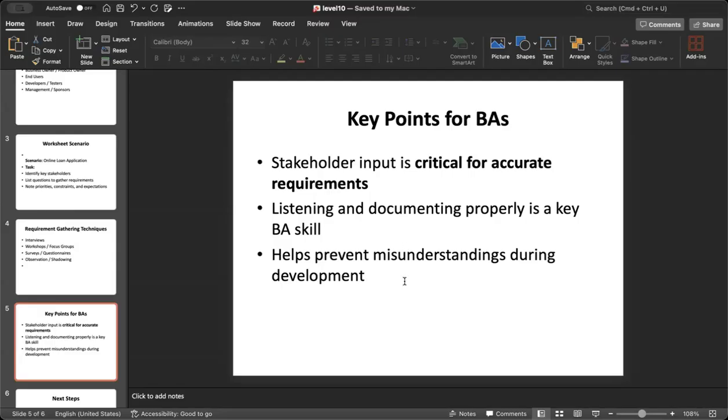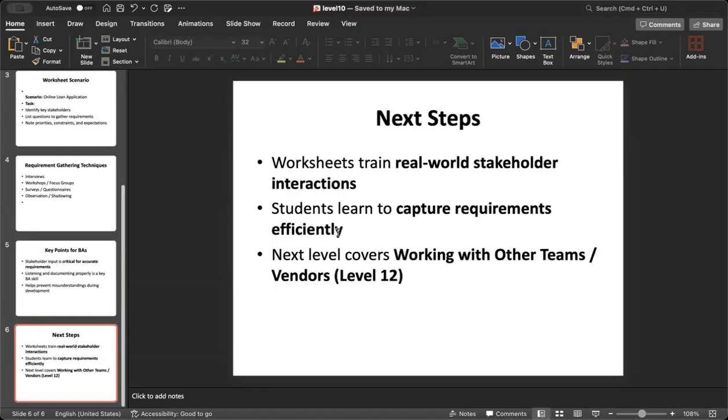Okay. So the next step is just one worksheet for level 11. In this full program, a student does real-world stakeholder interaction every day. So the next level, level 12, covers working with other teams and vendors, integration, which is critical for system communication.